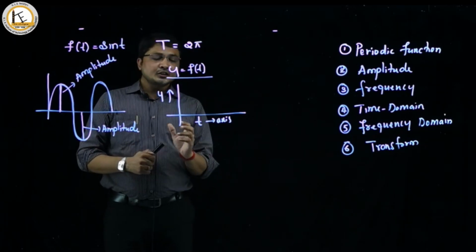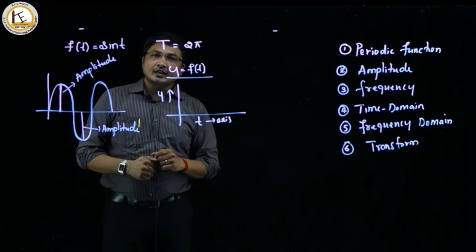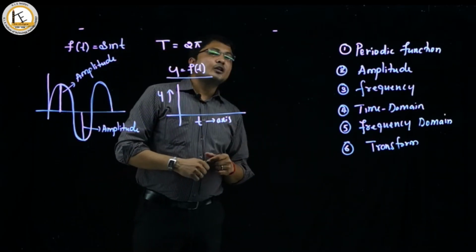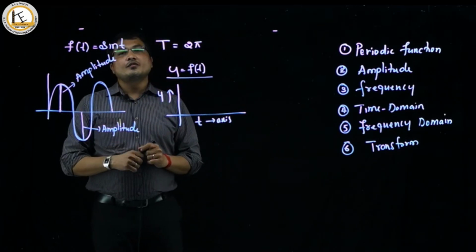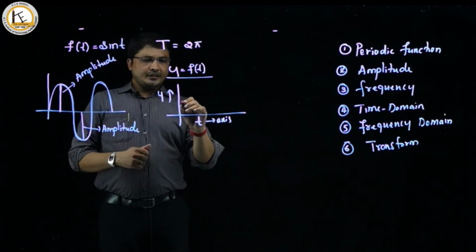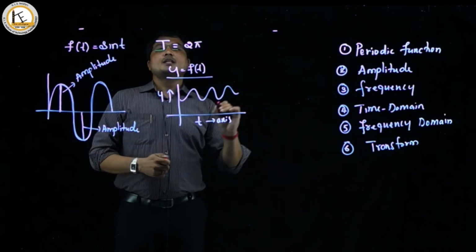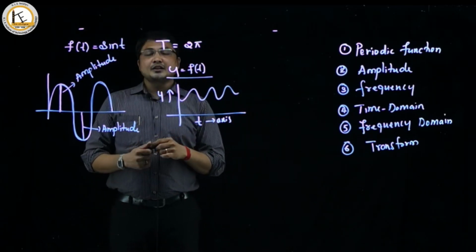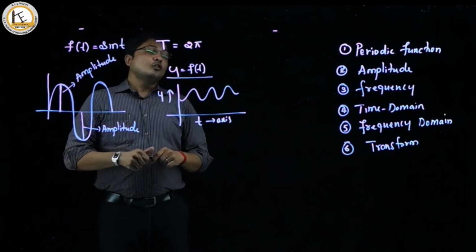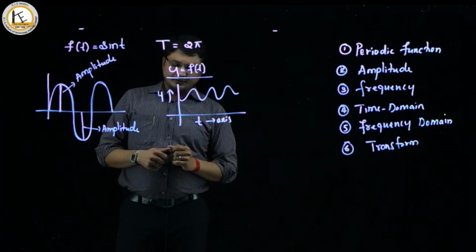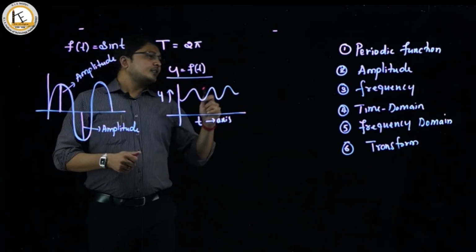Such a representation of a graph of a given function will be called the time domain of the given function. In a simple way we can say that here the curve is changing with respect to time. So such a representation of a given function will be called the time domain of a function. And the next one is the frequency domain.